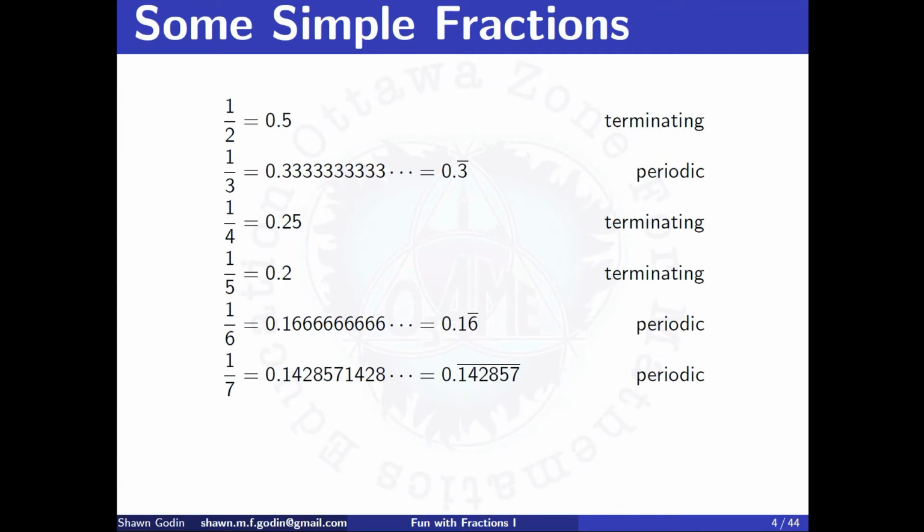In part 1, we started our investigation of the decimal representation of fractions by looking at some unit fractions. We saw that for the first few, they fell into two categories: terminating decimals, like 1/2, 1/4, and 1/5, and periodic decimals, like 1/3, 1/6, and 1/7.